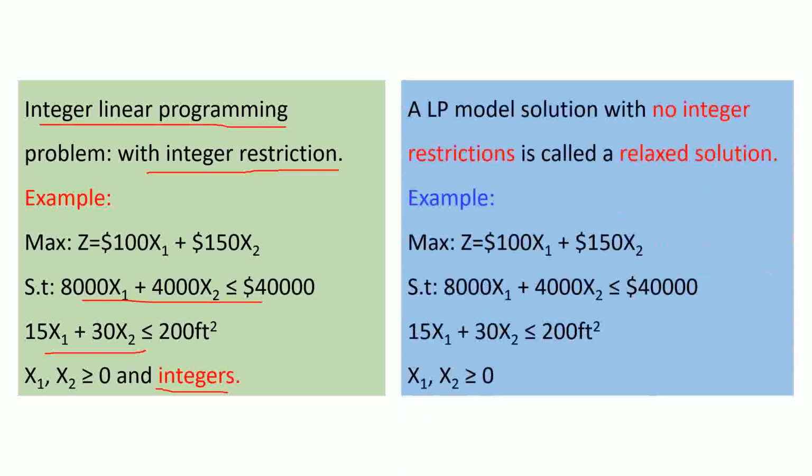And the other one is a linear programming model solution. A linear programming model solution with no integer restriction is called a relaxed solution. That is the upper bound. So in this case, there are no restrictions of integers for our decision variables. So this linear programming has a relaxed solution, just a regular solution. The decision variable may have a value which is different from an integer value. Their values may have fractional values.